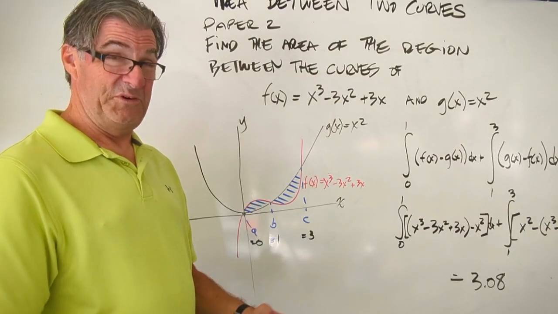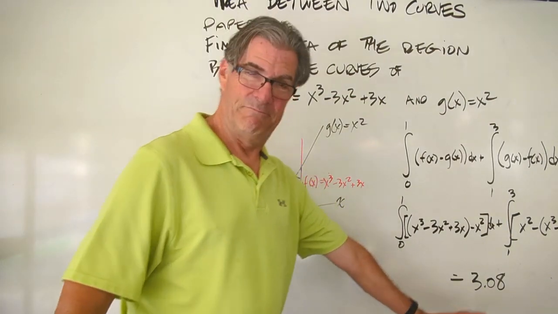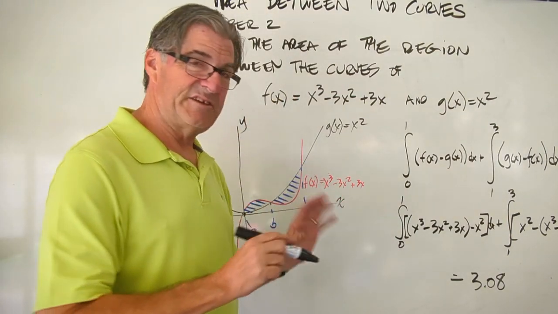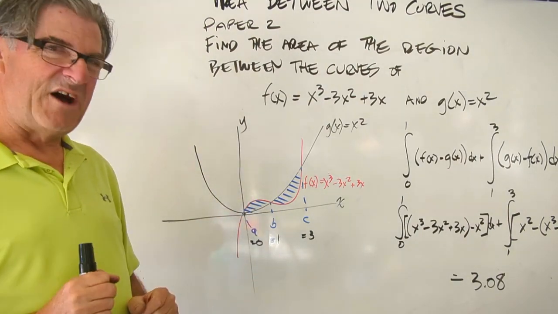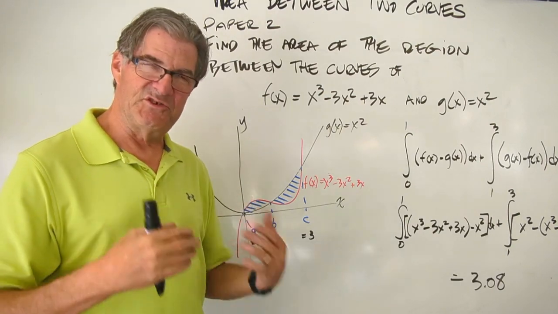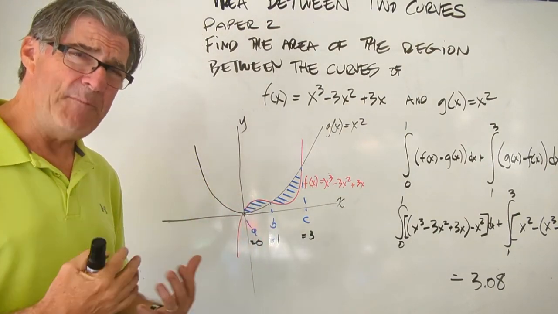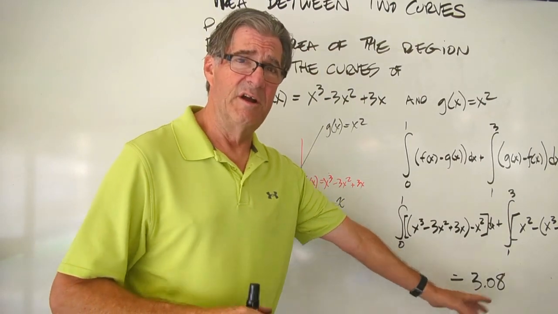Woohoo! Pretty amazing, right? 3.08. Whoa, I mean, in this class, a lot of our stuff doesn't boil down to one number. And I don't think we have situations like this that are as complicated as this, that boil down to just one number. I think it's pretty cool.